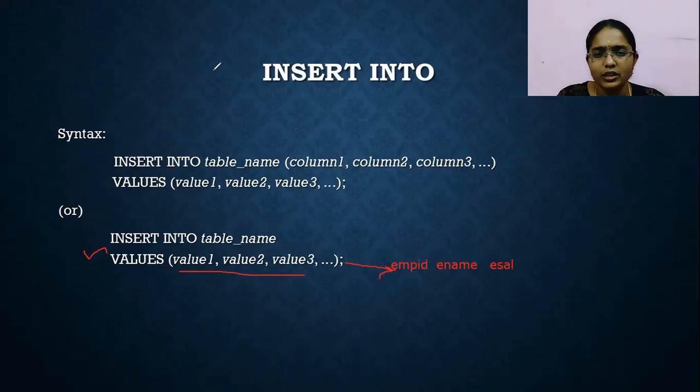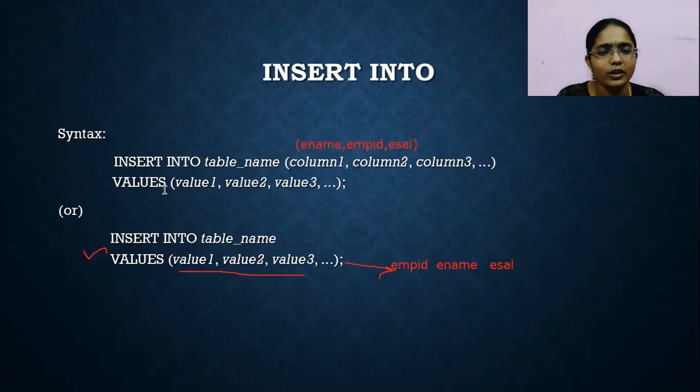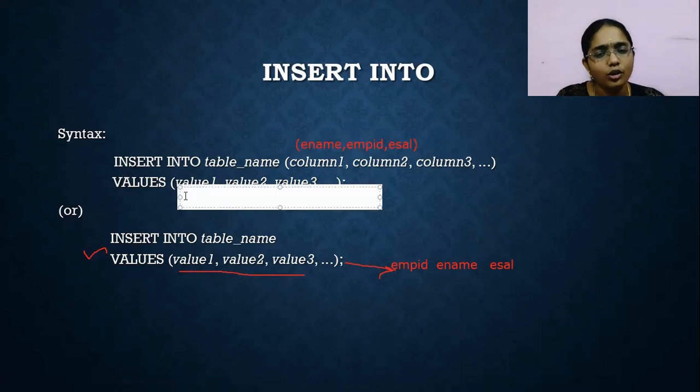Here, in the first method, I can mention the column names, right? I can mention these column names in any order as I wish. I can specify this order in any way whatever I wish, and the values you're going to insert, you insert depending upon the order they give. A first name, let it be Ram, and let employee ID be 123 and the salary be some 40,000 or something. Let me give you.